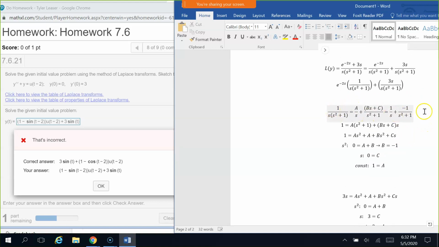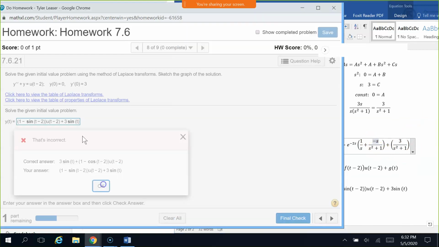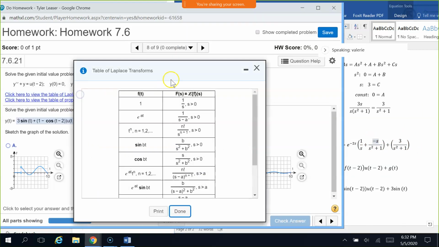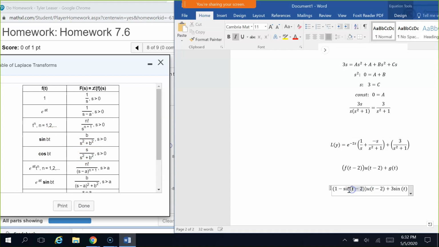It was back here with the partial fractions. So the b was negative 1, and the b had the s on it. So that should not have been a negative 1. That should have been a negative s here. So now going back down here, this should have been a negative s, which means that instead of the sine 1, it should have been the cosine 1 instead, the one that has the s up in the numerator. So this should be 1 minus cosine of t minus 2 there. Oops.